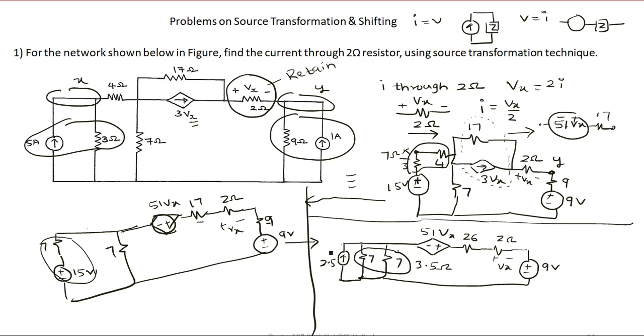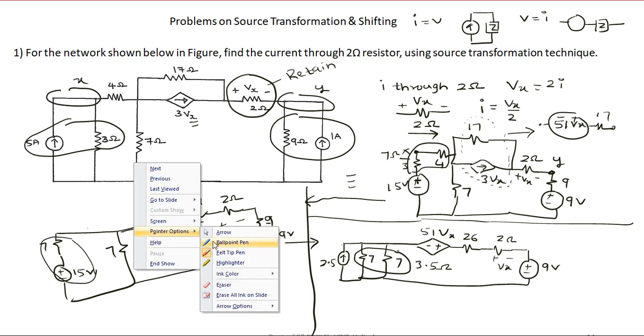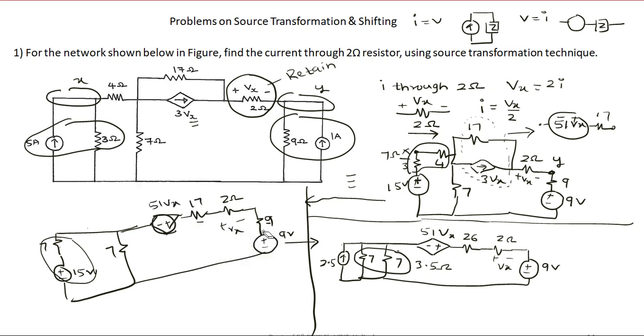Okay, so if I take it back now, I can replace this with 3.5. So 3.5 and this 2.5, now they are coming in parallel with each other. So this I can again redraw the circuit something like this. So let me clear a few things here.